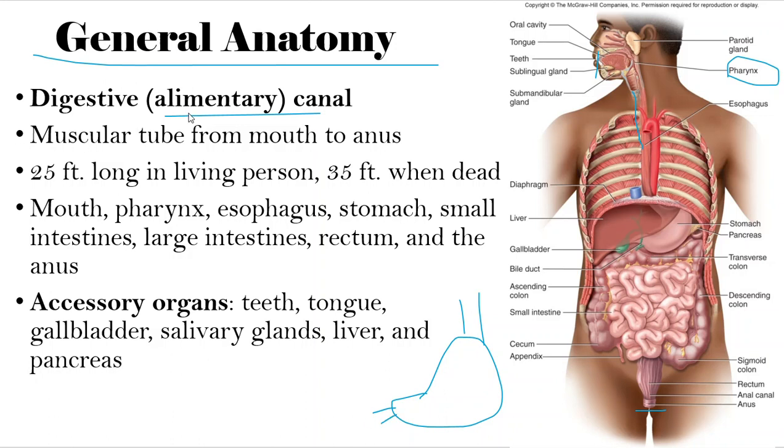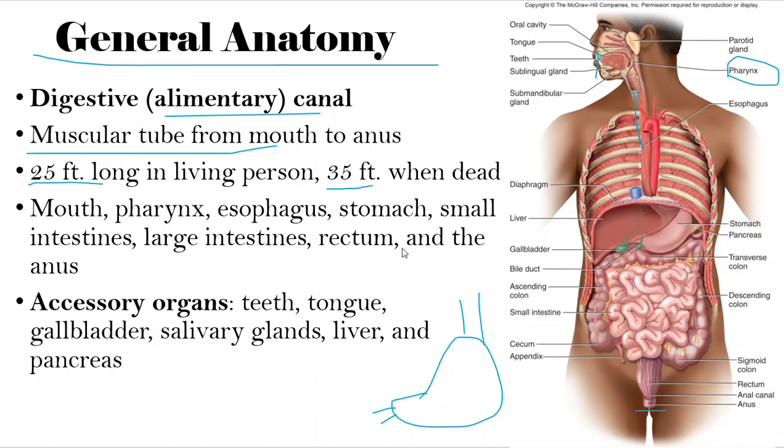This is oftentimes called the alimentary canal. Muscular tube runs from the mouth to the anus. In a living person, this tube is about 25 feet long. And of course, when a person passes, the muscle tone is lost, so it actually gets a little longer at 35 feet.